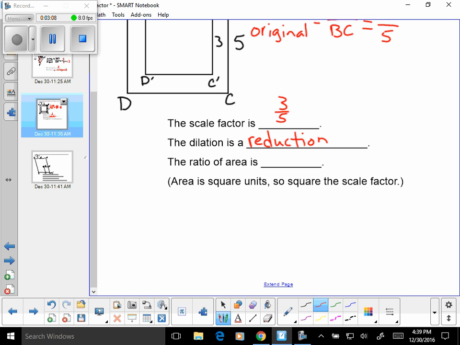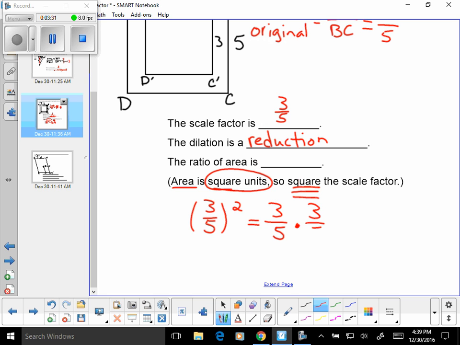Now, ratio of the areas. Remember that area is always found in square units. So if I'm going to find the ratio, I need to square the scale factor. In other words, I'm going to take 3 over 5, and I'm going to square it. That means I need to take 3 over 5 times 3 over 5. Going back to our fraction chapter, 3 times 3 is 9, and 5 times 5 is 25. So the ratio of area is 9 over 25.